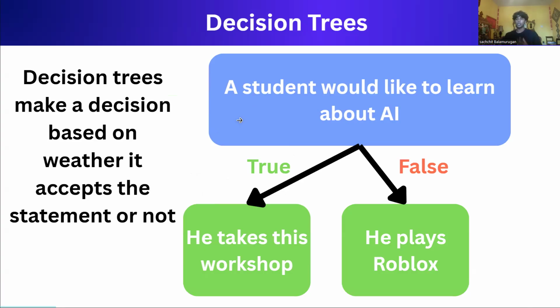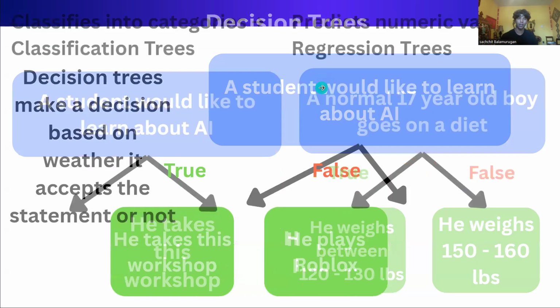Decision trees make decisions based on whether it accepts the statement or not. Basically, as I just explained, there's a bunch of statements, and if it chooses to accept that statement, it goes on to a different branch, and then it keeps going until you get the final leaf. The leaves are these green things, that's the output, and the branches are these.